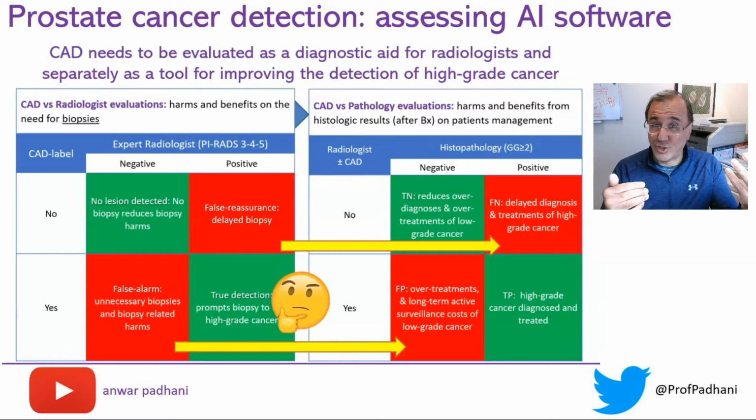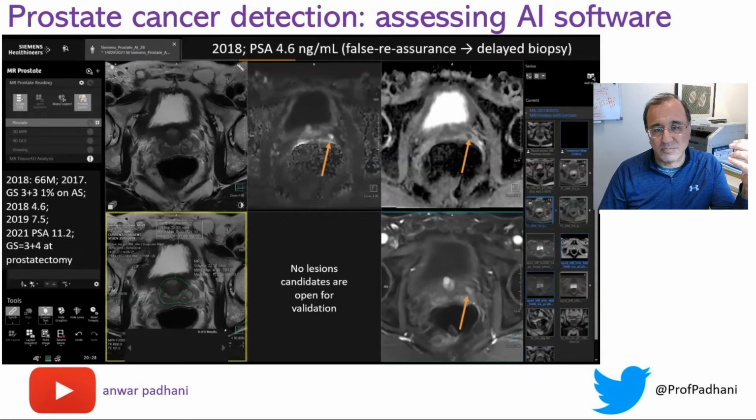A false reassurance results in a delay in a biopsy, whereas a false negative results in a delay of treatment of an important cancer. Different. A false alarm is an unnecessary biopsy and harms related to the biopsy. A false positive is potential overtreatment of indolent disease and long-term active surveillance costs.